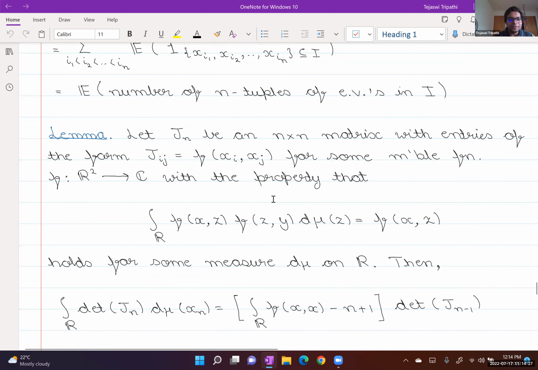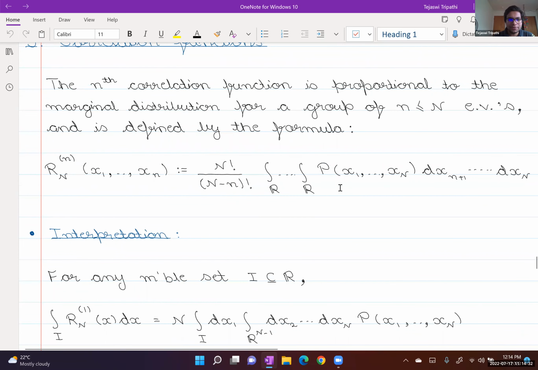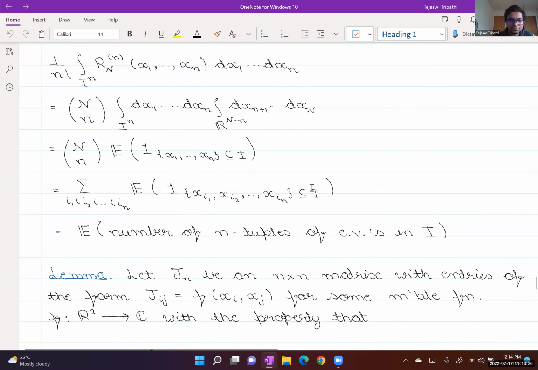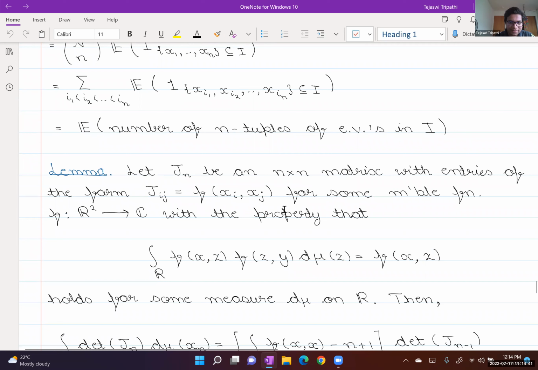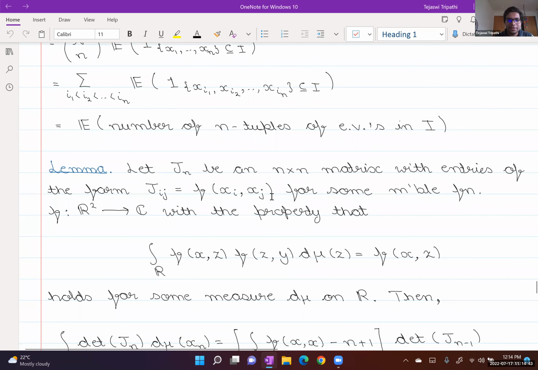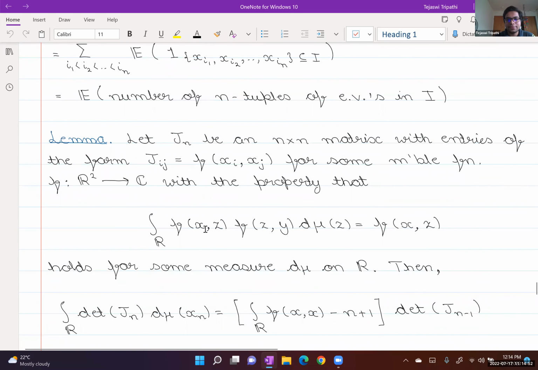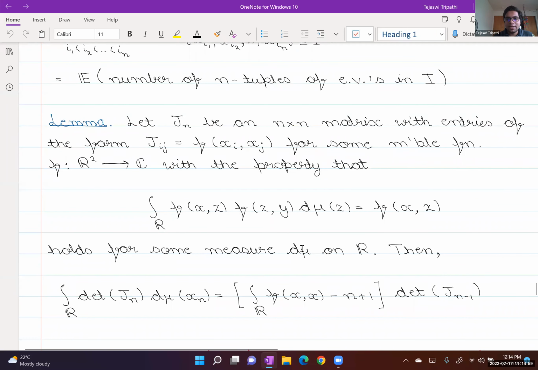Okay. So next, what I want to do is to simplify this formula, because that's what suffices to study. This is something which is very useful, this lemma. Suppose you have a matrix whose entries are given like this, f(xi, xj), where f satisfies this property, same as what Kn satisfies. This is called the integrating out lemma.